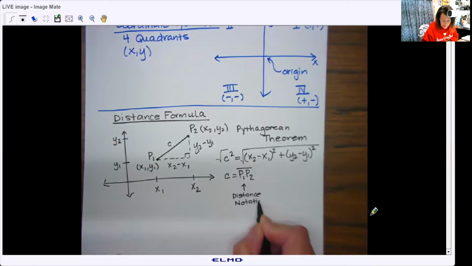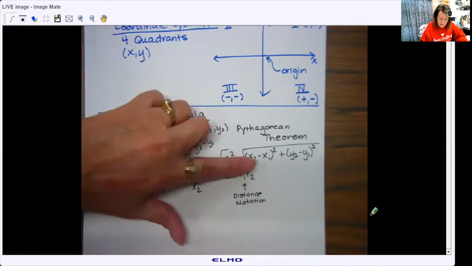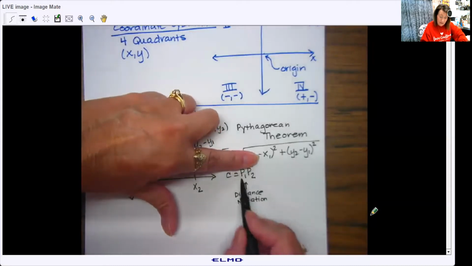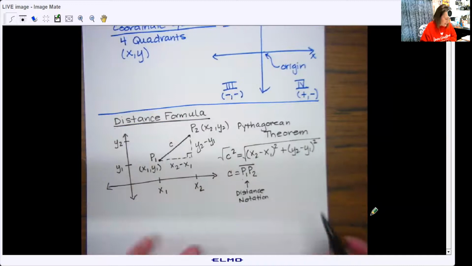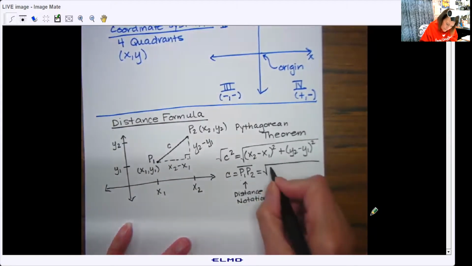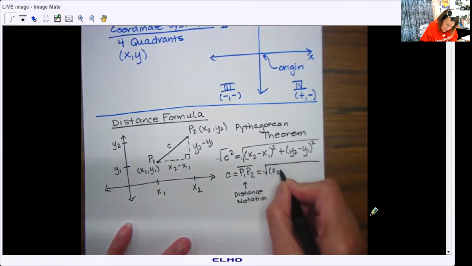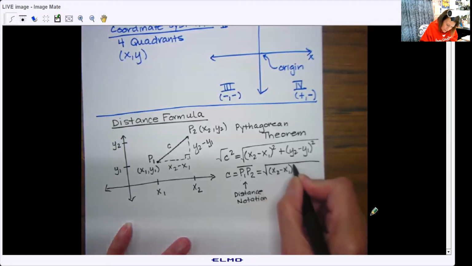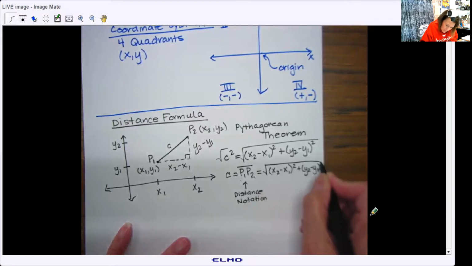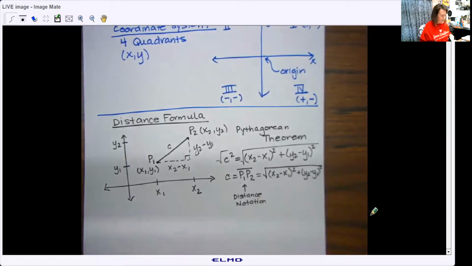When you see in your book, they say find P1, P2 with a bar on it. In geometry, usually you're taught that no bar on it means distance. But in this book, a little bar on the top means the distance is equal to the square root of x2 minus x1 squared plus y2 minus y1 squared. Ooh, barely fit that in.